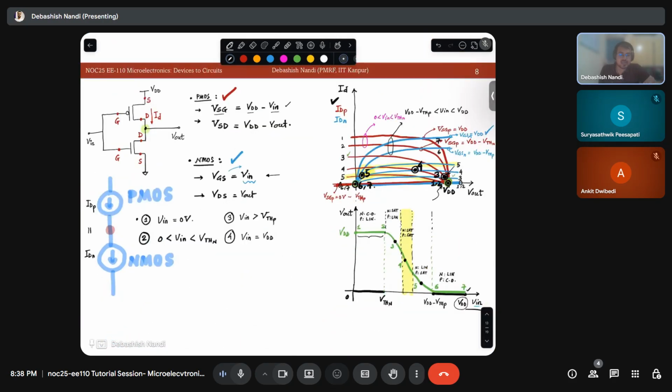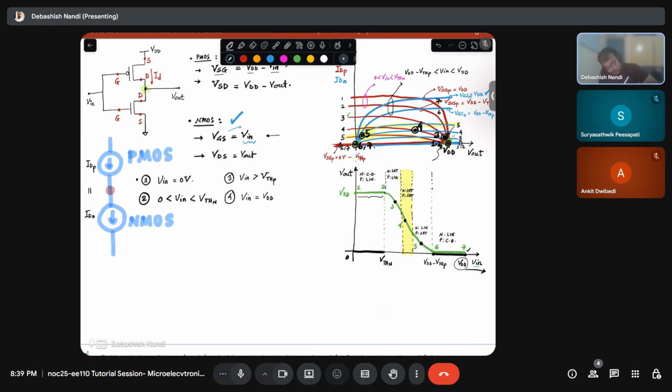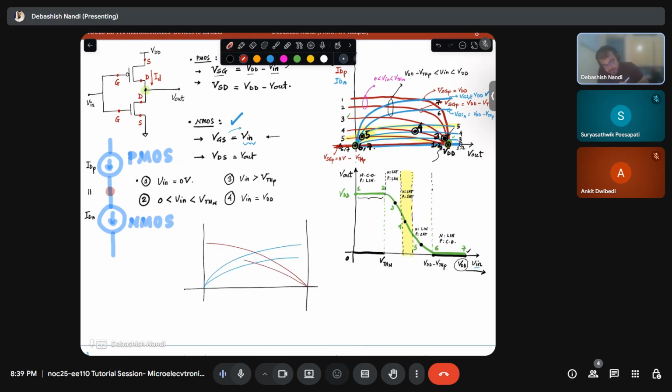You need to clearly understand how your VTC is and why your VTC is. Let me give you further intuition for that matter. Let's say these are the two characteristics, these are your NMOSs and these are your PMOSs. So what is this difference? This difference is your input voltage, right?